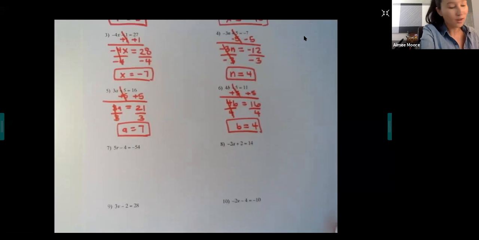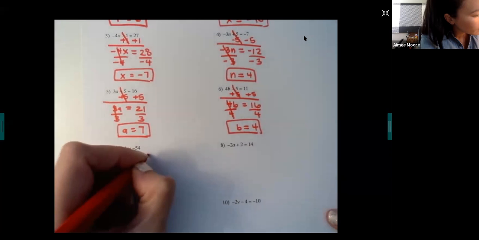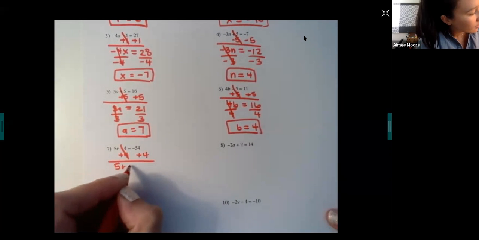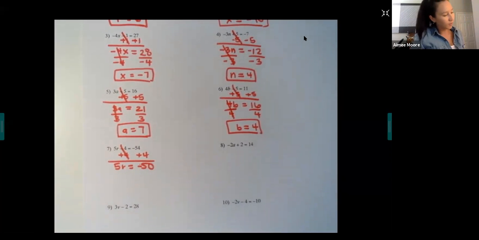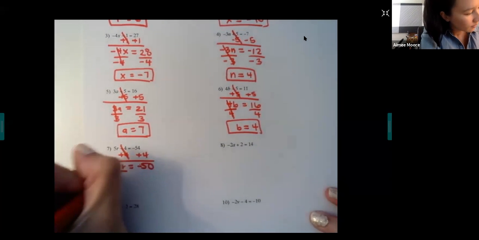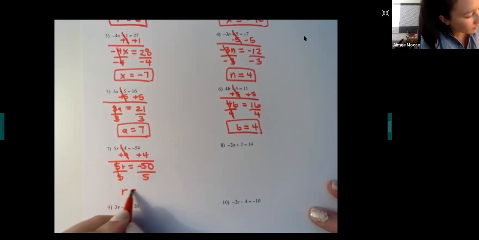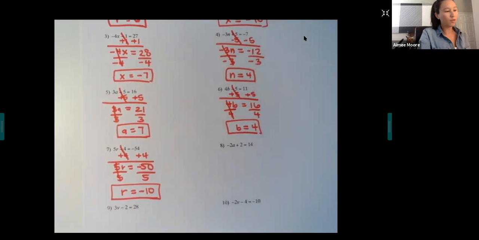Okay, Solomon, your turn for number 7. You add 4 to each side. Perfect. Okay, that leaves us with 5r equals negative 50. Then what? You divide by 5 on each side. Yep. And that gives you negative 10. Perfect. Okay, we'll go through one more time and then we'll be done with this assignment.